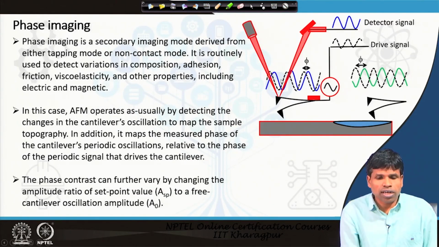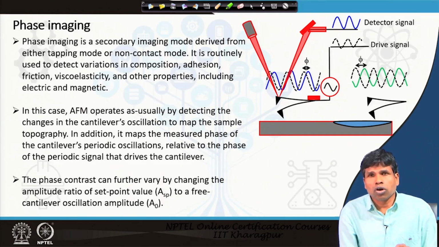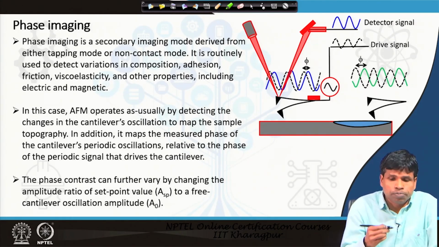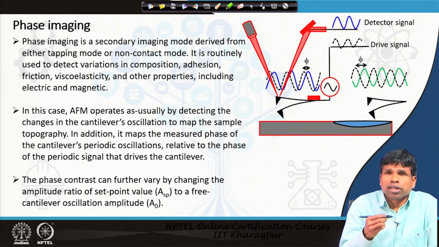Another more important piece of information that we get in the atomic force microscope is the phase imaging. Phase imaging is particularly done for samples which are inhomogeneous in nature, thereby getting the phase shift. The phase image is a secondary mode of imaging, derived from either tapping mode or non-contact mode.